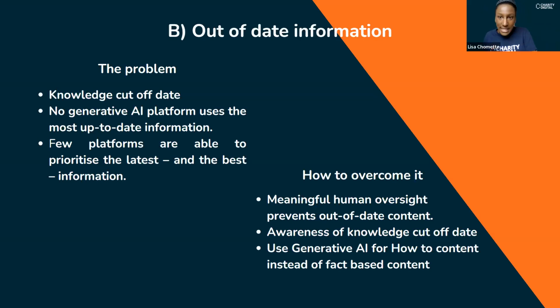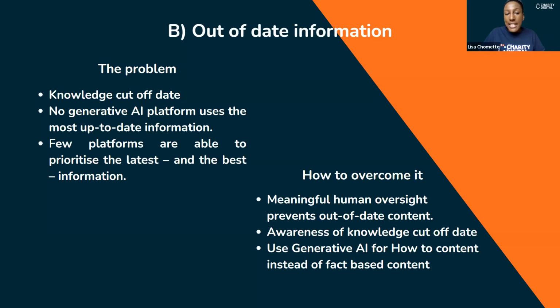ChatGPT has been updated now, but still, there are lots of other platforms that rely on outdated inputs, because by the time it takes to feed the most recent, up-to-date information to that sort of platform, it's already out of date. So it's very difficult to have something that's really new and really up to date. And also few platforms are able to prioritize the latest and best information.